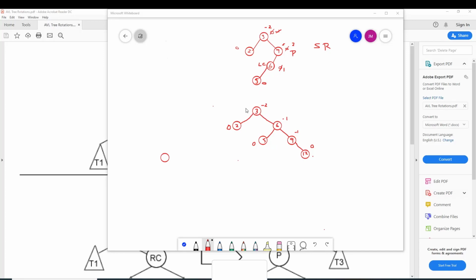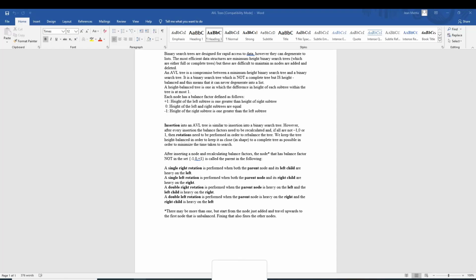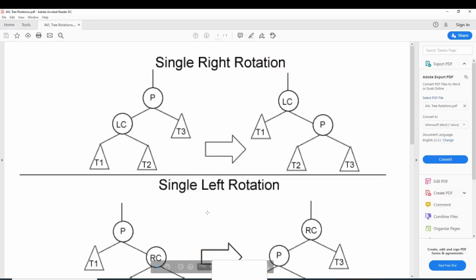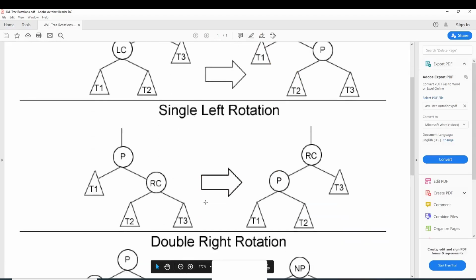This now becomes the parent node, and we can see that the parent is heavy on the right and its right child is also heavy on the right. If we go to our document here, that's going to be a single rotation. When the parent and the right child are heavy on the right, it is a single left rotation. So this means we do a single left and look at our diagram for that. Single left, we have a parent and a right child. The right child goes up, the parent comes down.